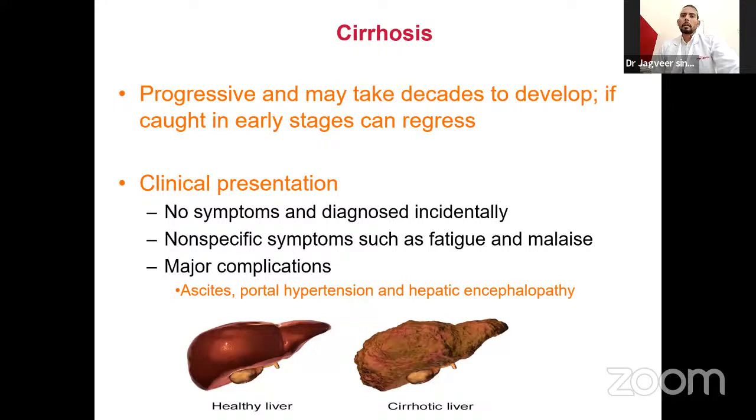So progressive, and these cirrhosis are progressive and they may take decades to develop. If caught in early stage, they can regress. The cirrhosis caused by Wilson disease or hepatitis C can regress if they are treated at the right time. So, what is the clinical presentation of cirrhosis?